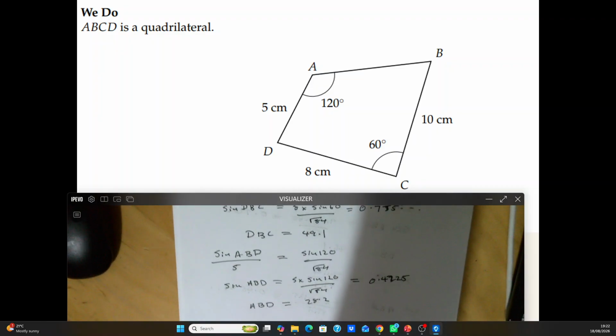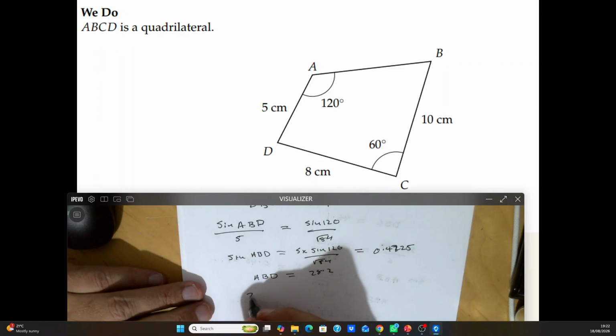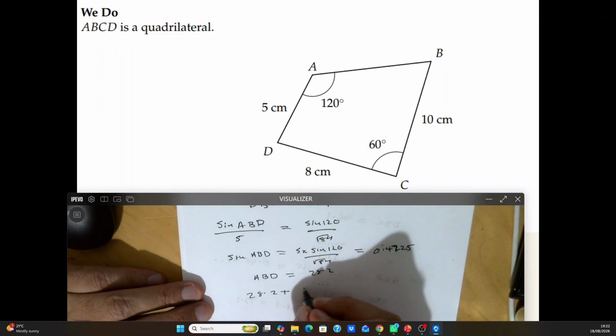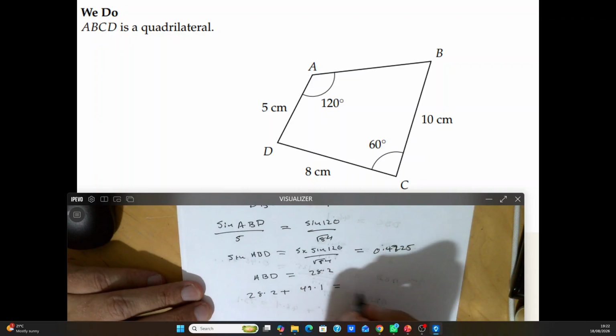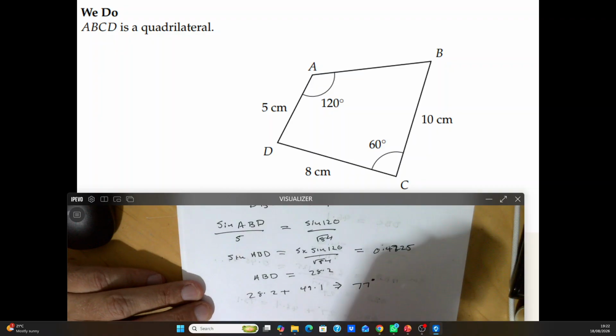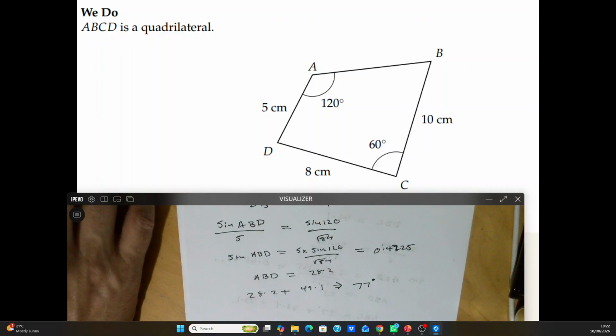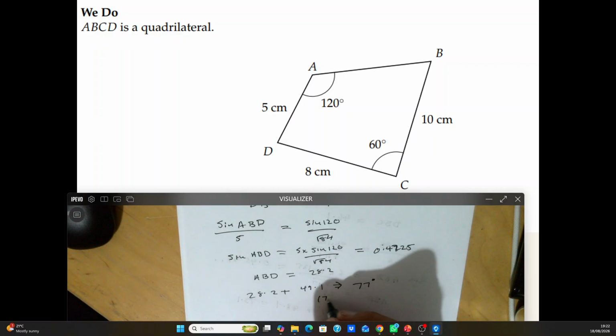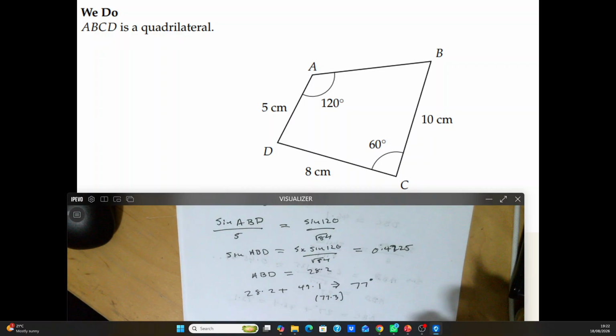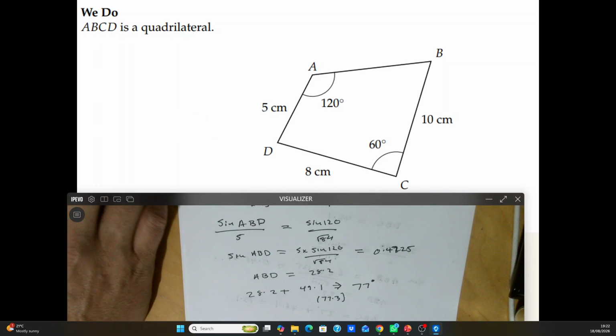What do you have to do with both of those angles? That gives me 77 degrees as my final answer. That was 77.3, but we're working out to the nearest one. Brilliant. Well done. Thank you.